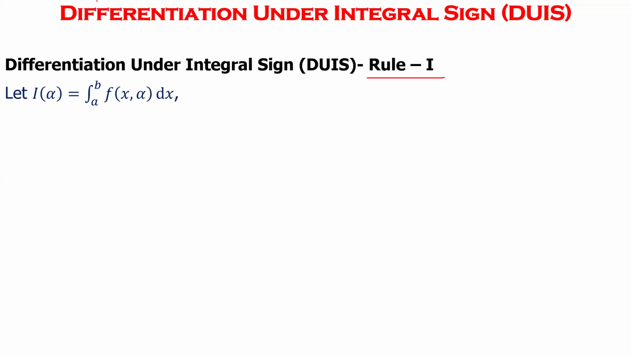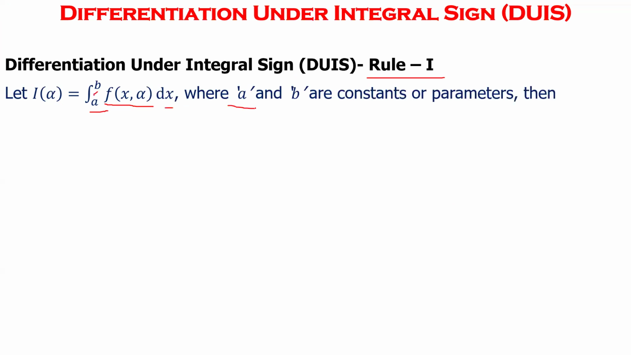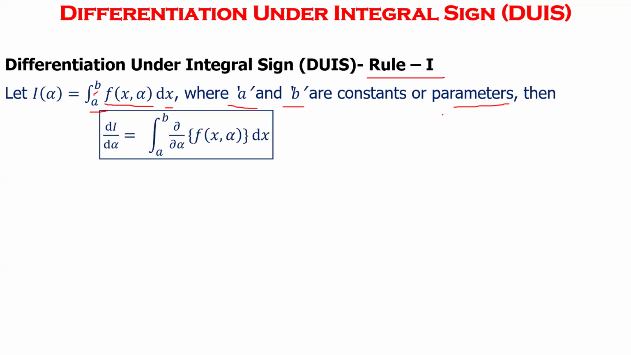Let I of alpha be equal to the integration of f of x, alpha under the limit a to b with respect to x, where a and b are constants and alpha is a parameter. Then the derivative of I with respect to alpha is given by the integration under the limit a to b of the derivative of f of x, alpha with respect to alpha, and the whole integration with respect to x.